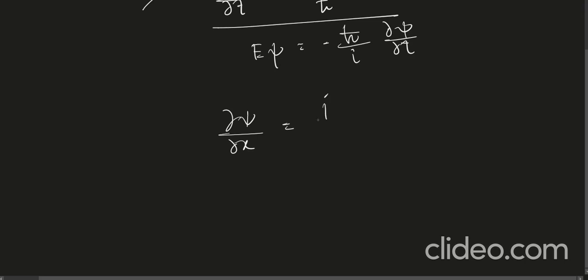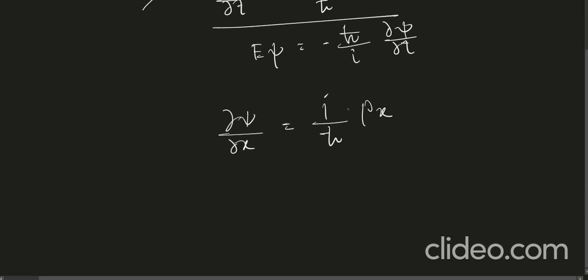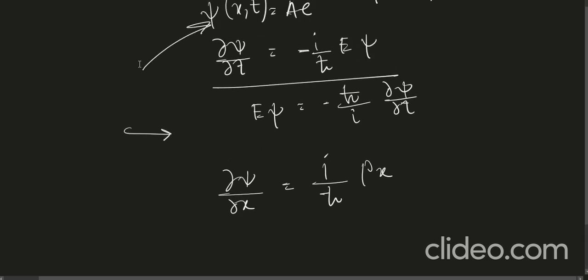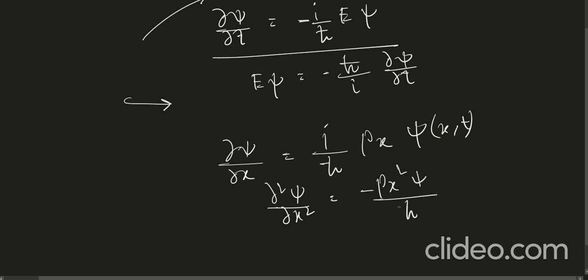So del psi by del x is basically i by h cut px. Just one note here: we denote the positive x direction, so that's why here is plus, and that is minus. For the positive x direction we just consider the positive x direction, and if negative x direction, then this is minus in the representation. Okay, so i by h cut px into psi of x,t again. Okay, so that is again the second derivative. So this is the final mathematical expression.